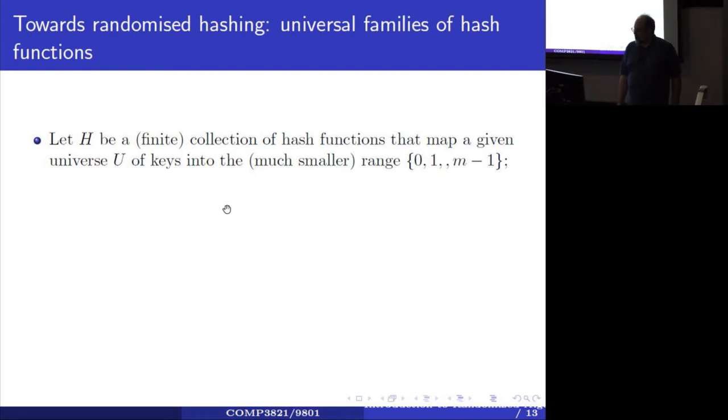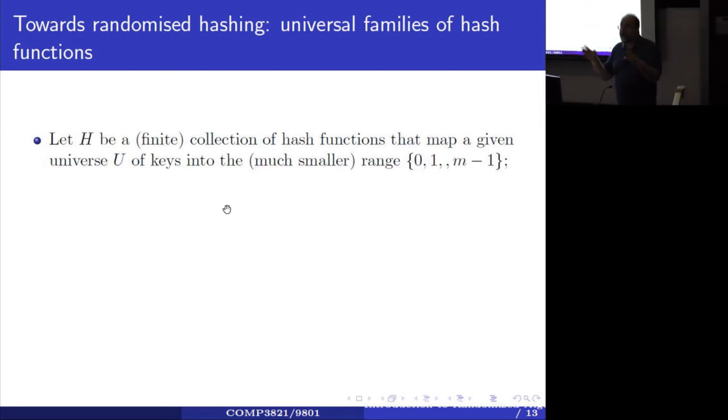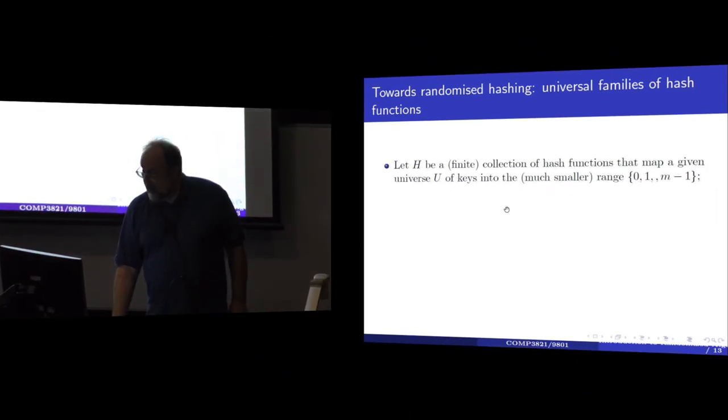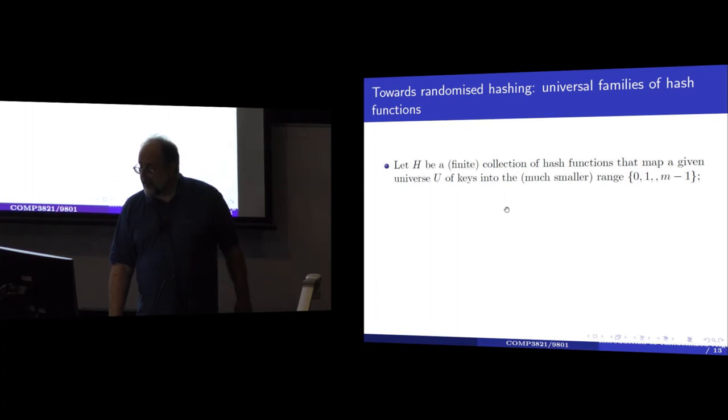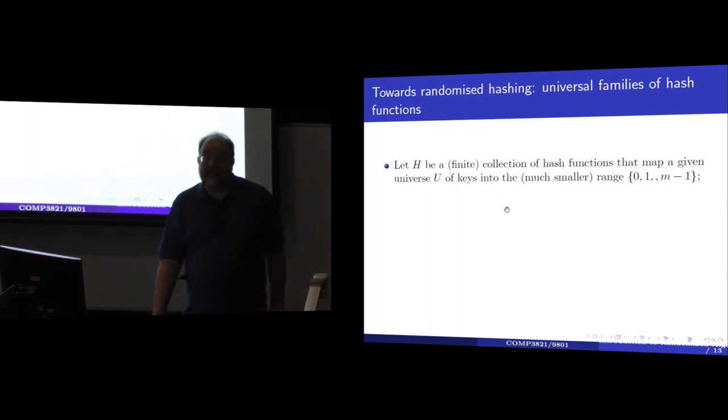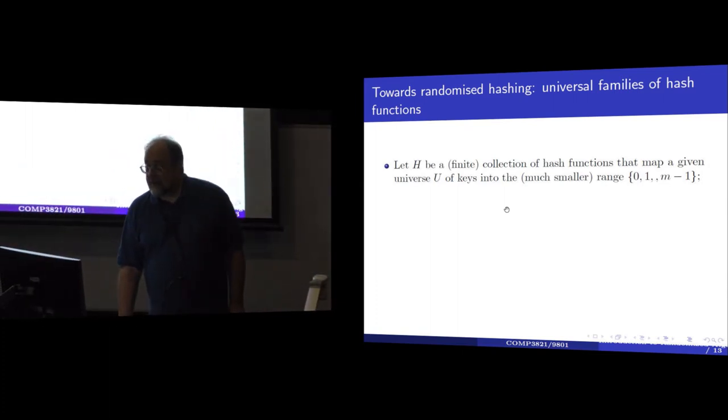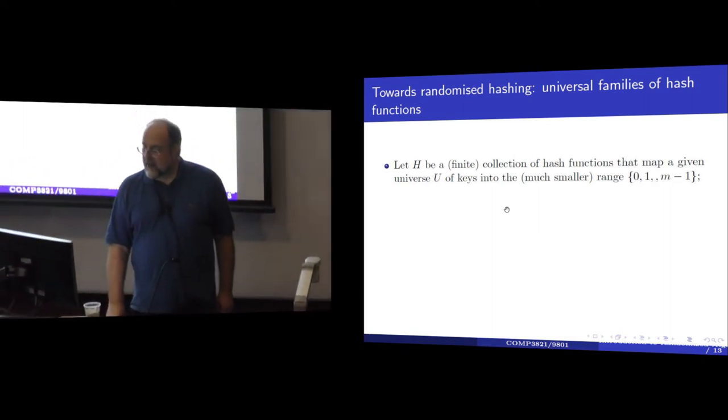Okay, so what we want to do now is learn how to generate good families of hash functions from which we will pick at random, to have a guarantee that on average the hash function will be efficient, right? So there won't be too many collisions. The way to do that is to generate something called a universal family of hash functions.